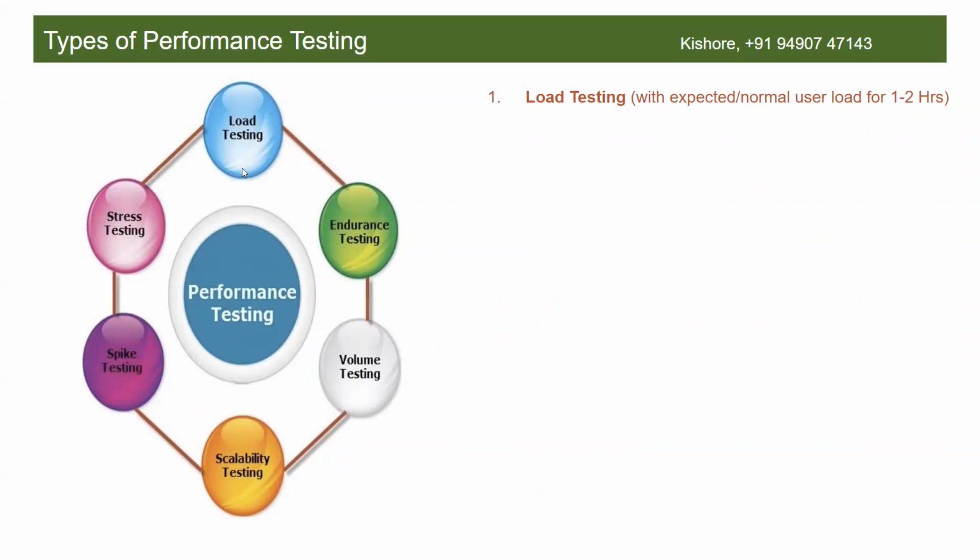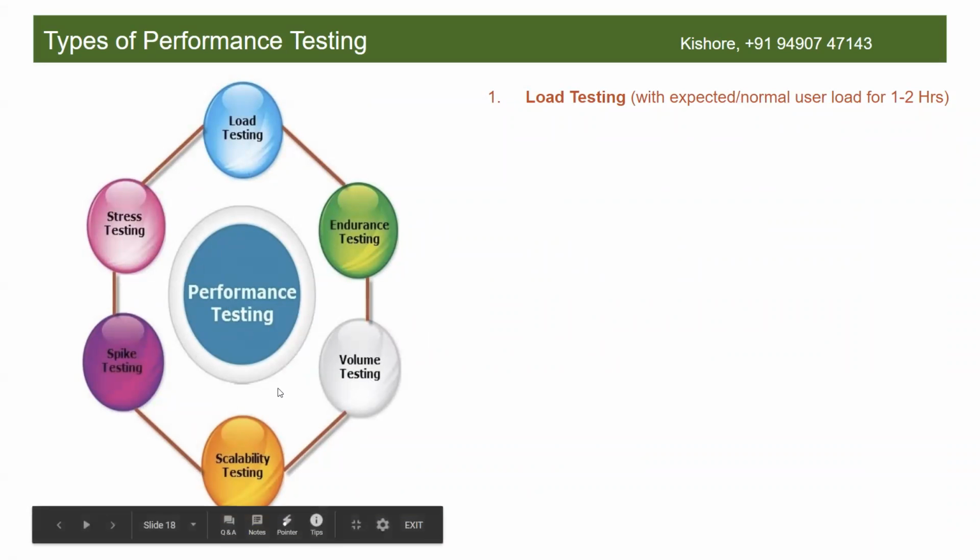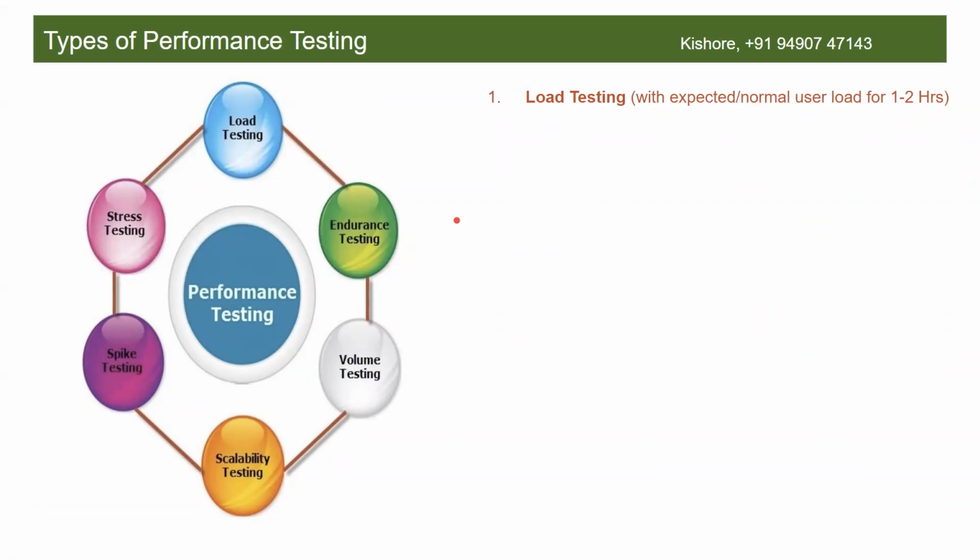I'm going to explain what the difference is between each of these types, and what process is involved in doing each type of test. So the next type of test is endurance testing or soak testing. These are long duration tests, as you can see here. When I say long duration, it can be 8 hours or 10 hours, or 1 day, 2 days, 3 days as well.